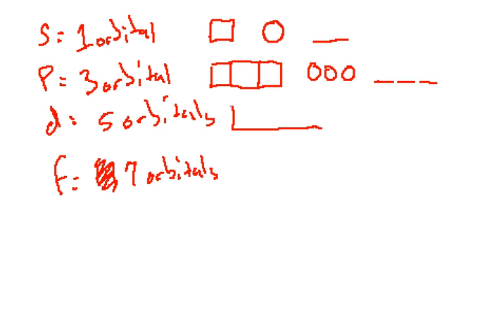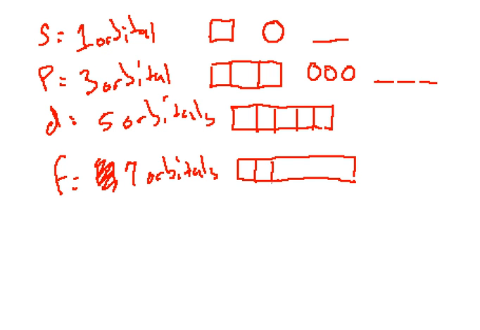I prefer lines or boxes. For consistency, I'm going to continue to use boxes as opposed to switching it up to circles or lines, but either of these are fine. And an f orbital looks like 7 boxes. Let's see, it's 3, 4, 5, 6, 7.